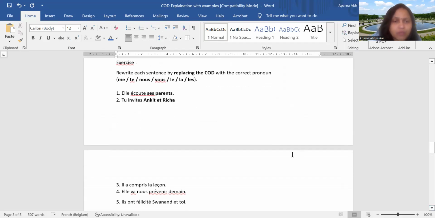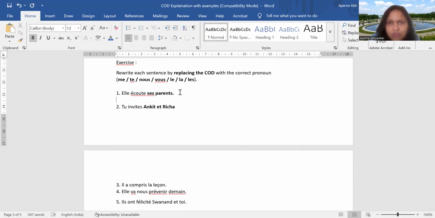Okay, see first question. Elle écoute ses parents. So écouter is the verb. After the verb, I ask the question, qui or quoi? So elle écoute qui? Ses parents. So ses parents is the direct object. Now ses parents is third person plural, which will be replaced by les.